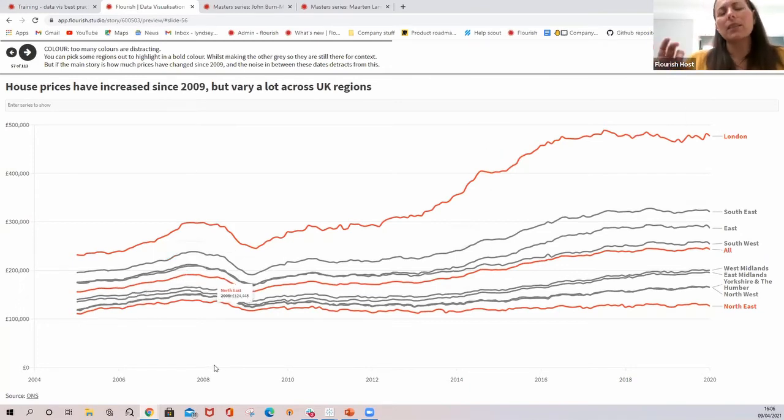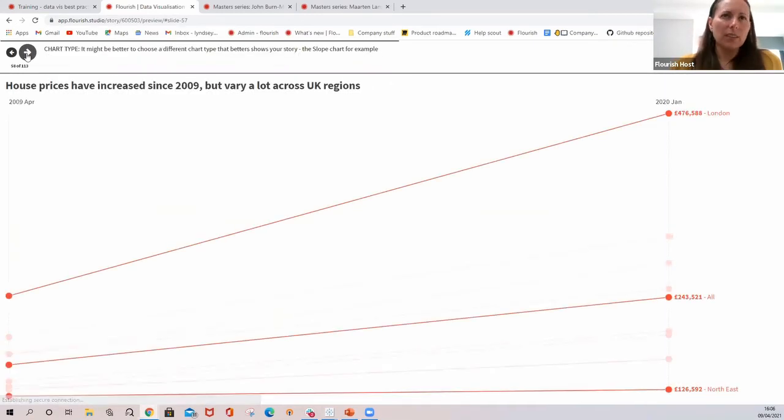So maybe this is a chance to start thinking about some slightly different chart types. And maybe here a line chart is not the right one, or there's something else that we can choose to help us see this. So this is a different chart type. It's called the slope chart, and we have a slope chart template in Flourish.